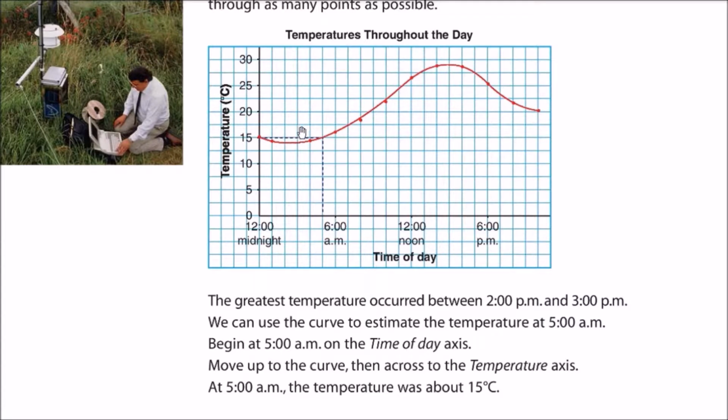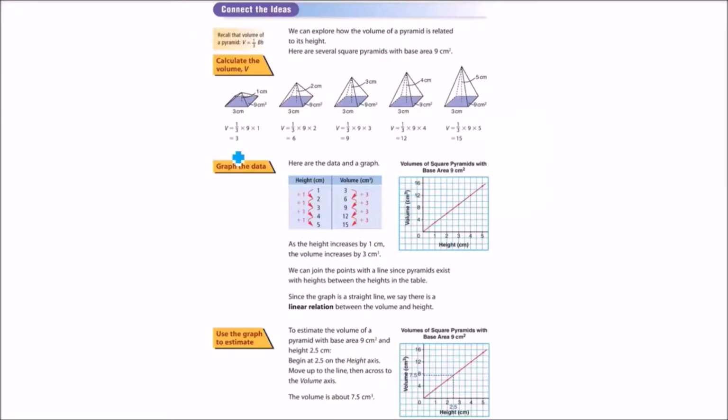So just take the point and draw a line parallel to the y-axis, and now from this point draw a line parallel to the x-axis, and where it intersects, this is the number. So this is around 15 degrees. So we move up to the curve, then across to the temperature axis. So at 5 a.m. the temperature would be around 15 degrees centigrade.